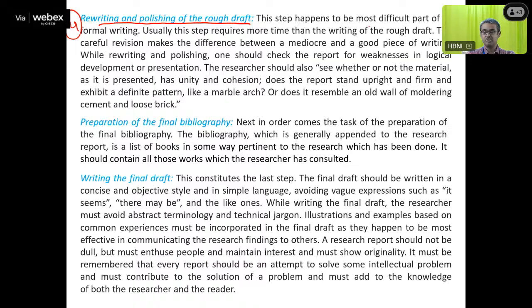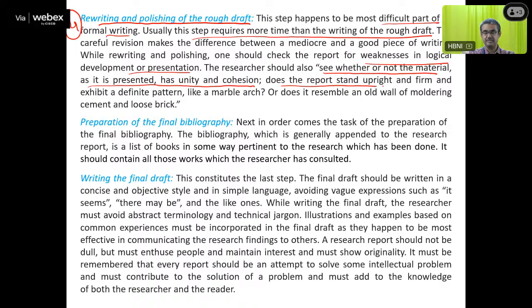So this happens to be the most difficult part of all formal writing. Usually this requires more time than writing of the rough draft. The careful revisions make the difference between a mediocre and a good piece of writing. While rewriting and polishing, one should check the report for weaknesses in logical development of presentation. The researcher should also see whether or not the material as it is presented has unity and cohesion.